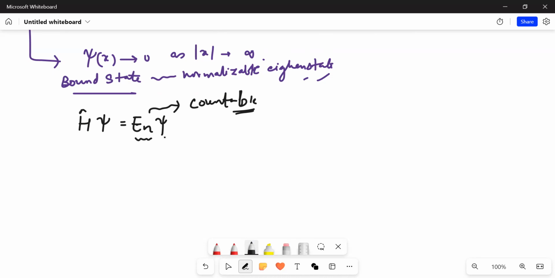Now, corresponding to all these E_n, there will be some psi_n. Let's say the solutions are psi_1, psi_2, psi_3, and so on, with corresponding energy eigenvalues E_1, E_2, E_3, and so on and so forth.